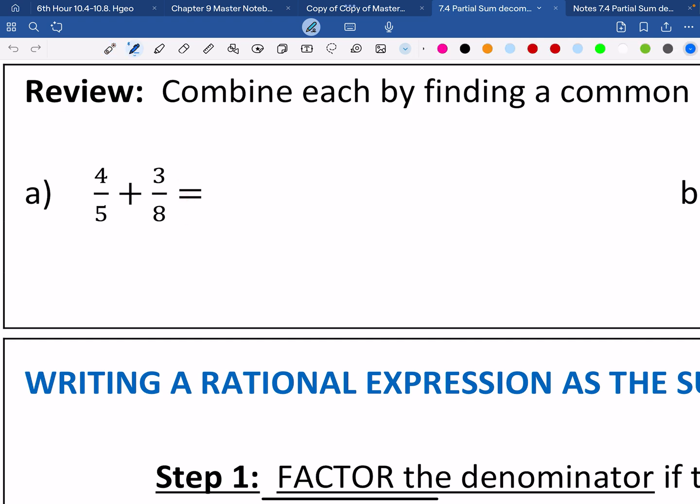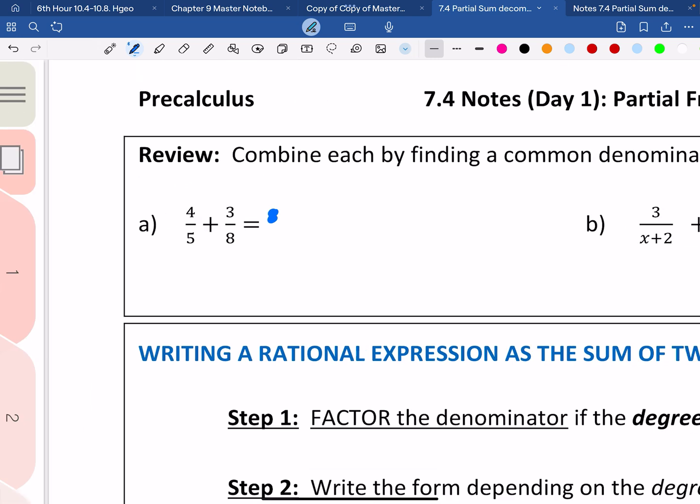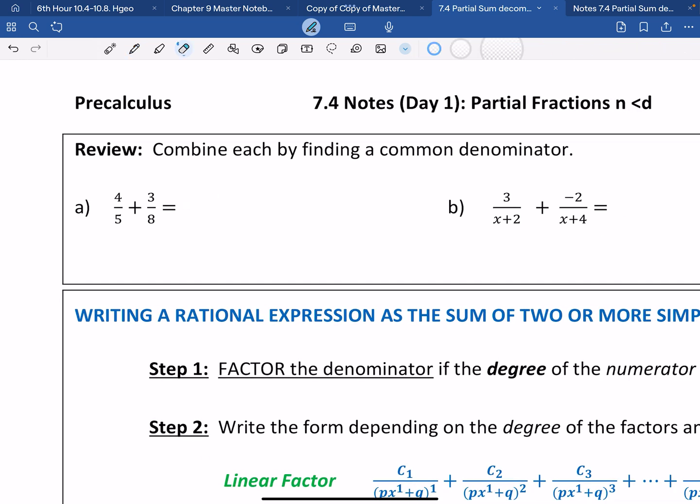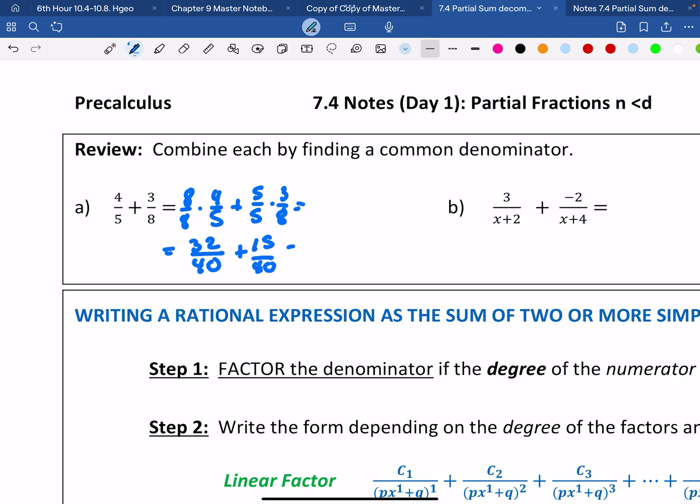So you're going to multiply the first fraction by 8 over 8, and this one, 4/5, you would multiply by 5 over 5. Then that would yield 32 over 40 plus 15 over 40, which would give you 47 over 40.